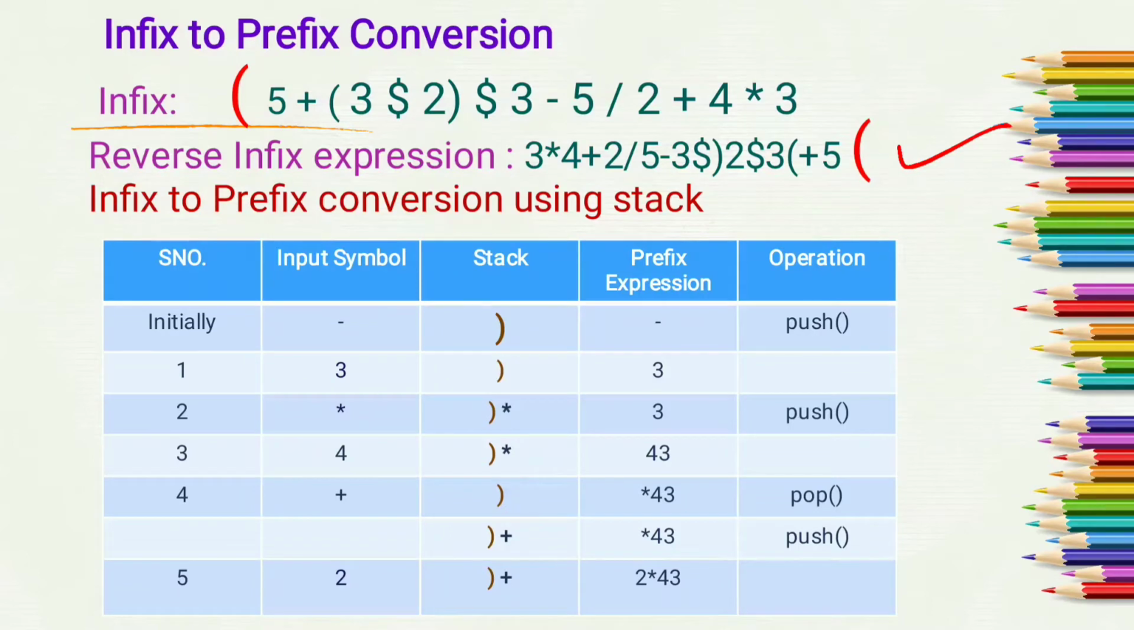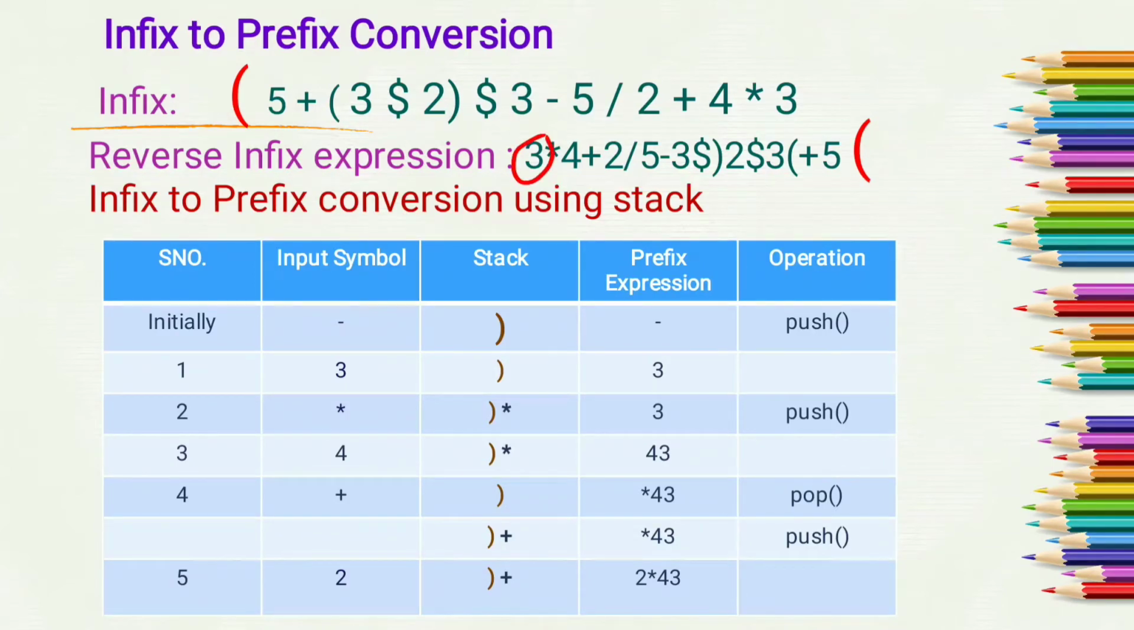So again we have to make a table of 5 columns: first for serial number, second for input symbol, third for stack, fourth for prefix expression and fifth for operation performed. Initially we have to push a closing bracket into the stack. Now we scan this expression from left to right and take one input symbol at a time.